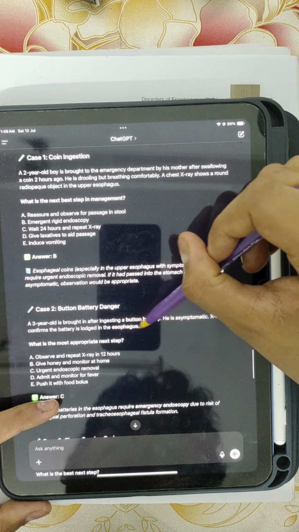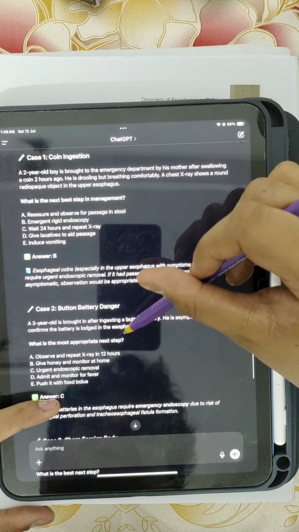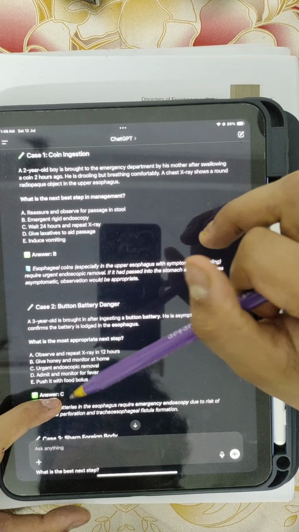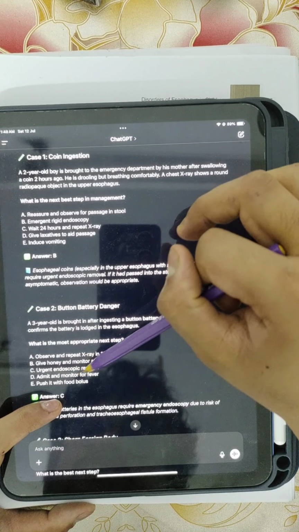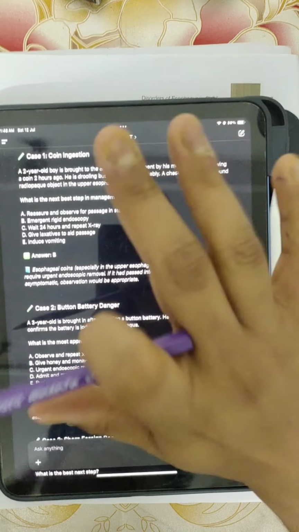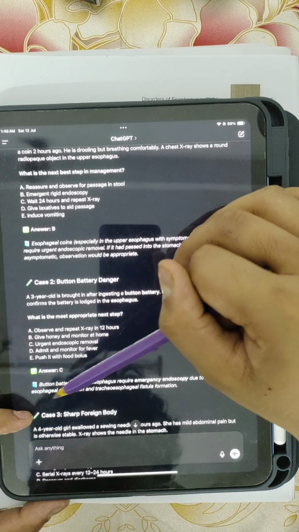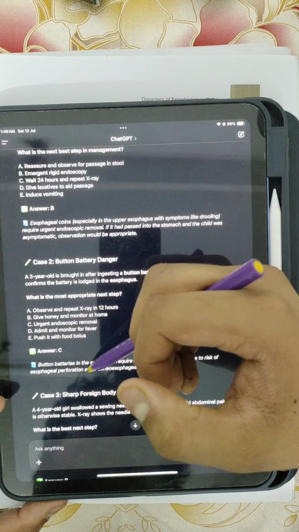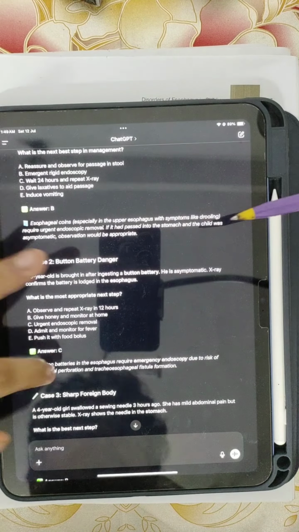Okay, now a 3-year-old is brought in after ingesting a button battery. His asymptomatic X-ray confirms the battery is lodged in the esophagus. What will we do? Batteries are very, very dangerous, so we have these options. Obviously, urgent endoscopic removal would be done. No observation, no monitoring, just endoscopic removal because of the risks of esophageal perforation and tracheoesophageal fistula that we have already started.